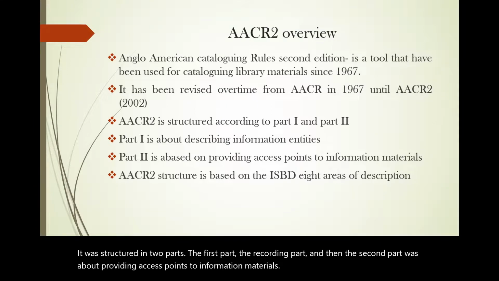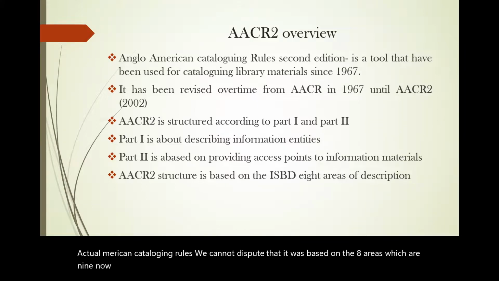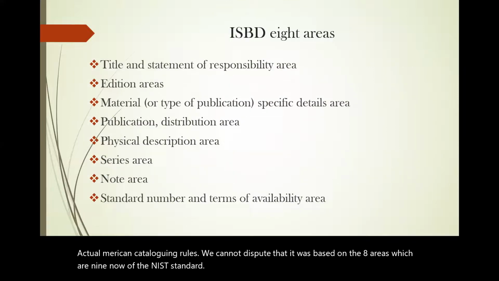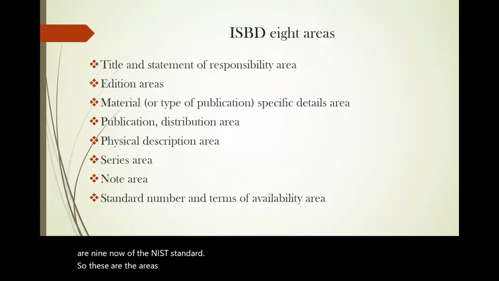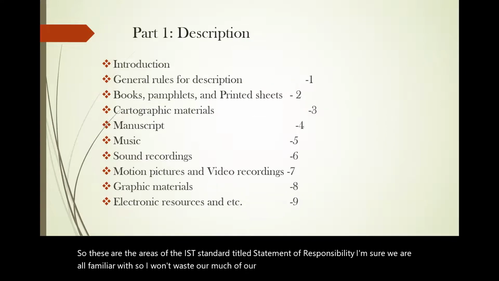Anglo-American Cataloging Rules, we cannot dispute that it was based on the 8 areas, which are 9 now, of the ISBD standard. So these are the areas of the ISBD standard, title and statement of responsibility. I'm sure we are all familiar with them, so I won't waste much of our time delineating on them.